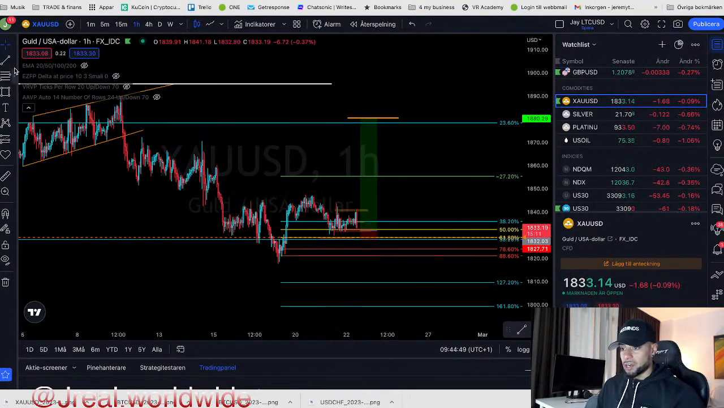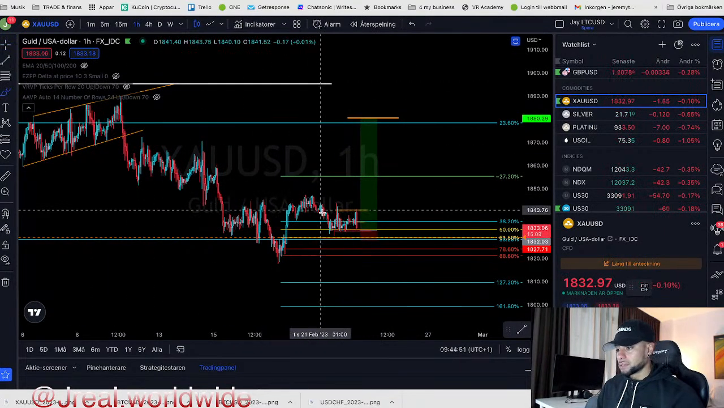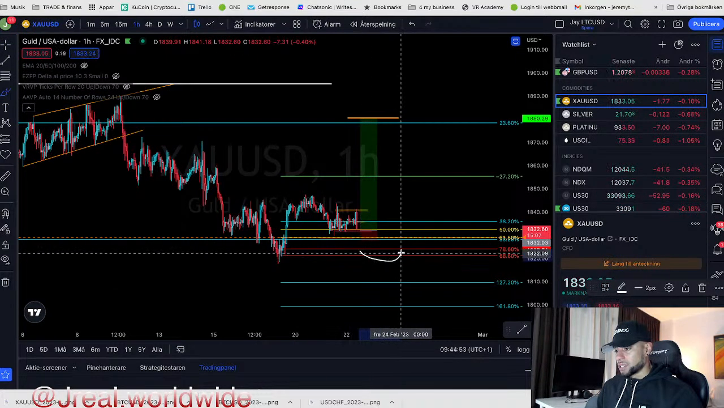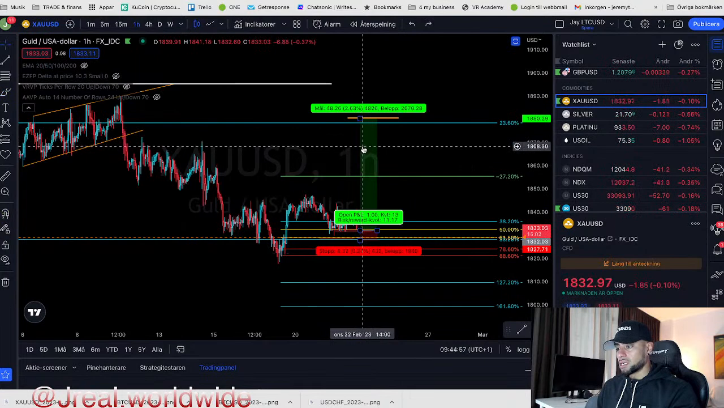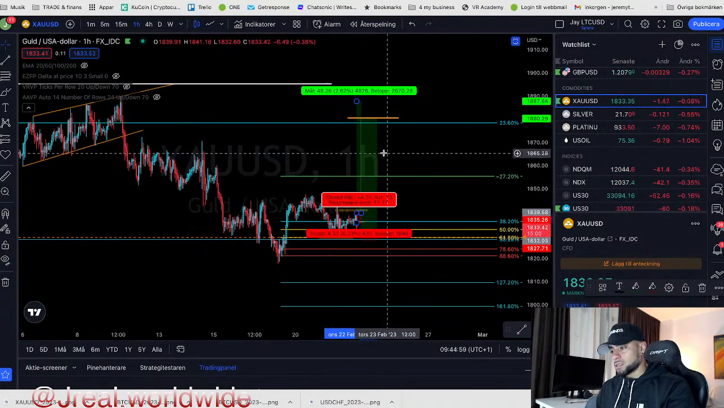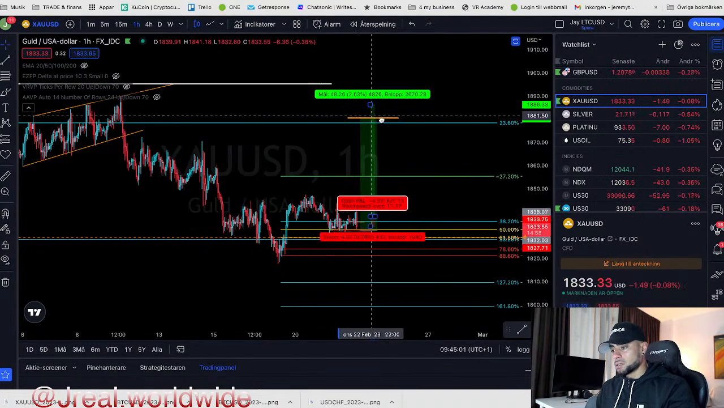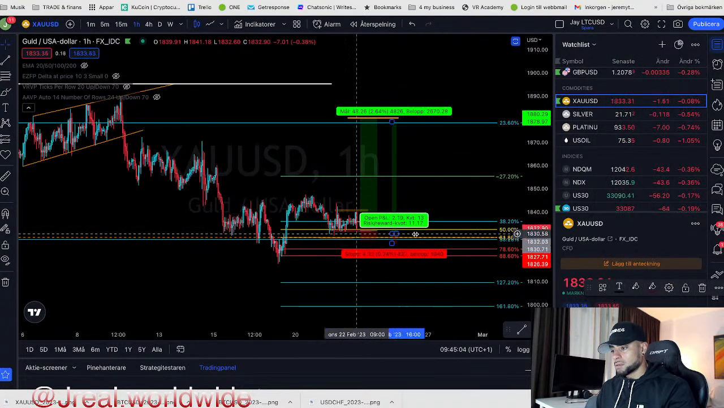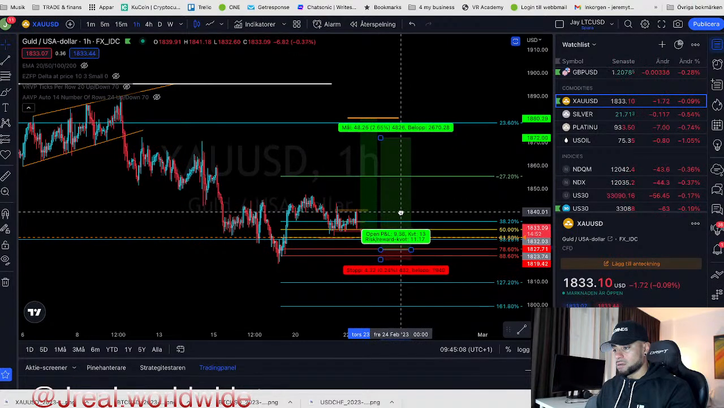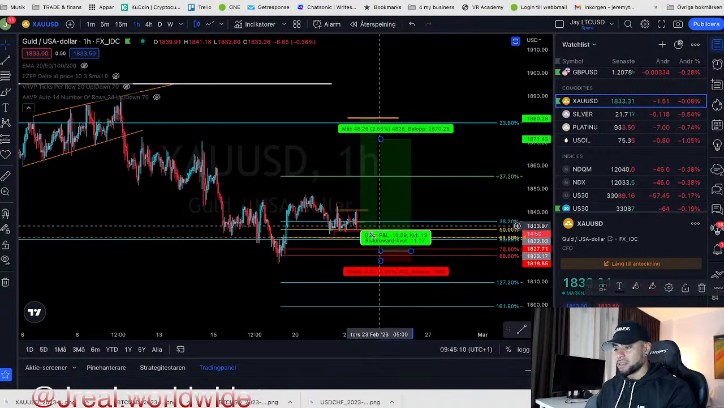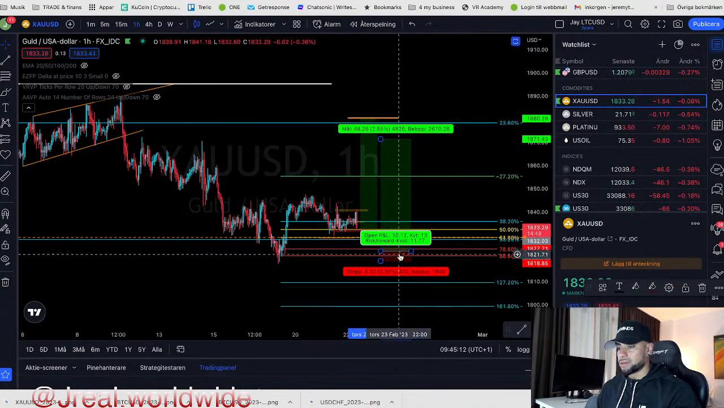I could actually see the market coming down even further to the demand zone here before doing this move. So basically, we're going in for a buy either here or here. All right.